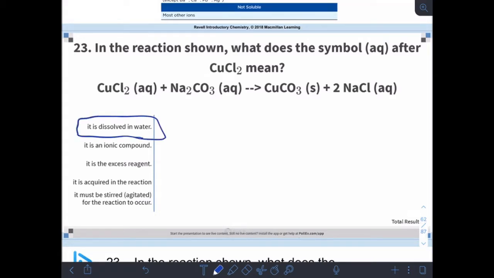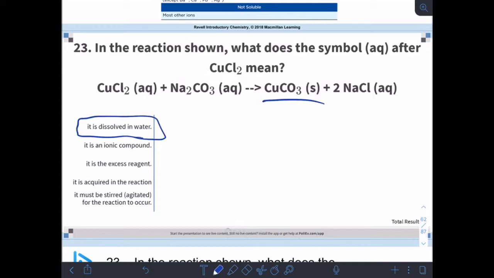Okay, and looking at some of these other answers, the ionic compound, okay, sure, but you can have ionic compounds that are solid, like this copper carbonate here, for example, is an ionic compound that is not AQ. It is the excess reagent? Well, we don't know that for sure because we don't know how much of the other things there are. It is acquired in the reaction?